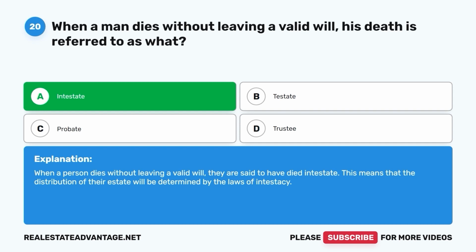This means that the distribution of their estate will be determined by the laws of intestacy.